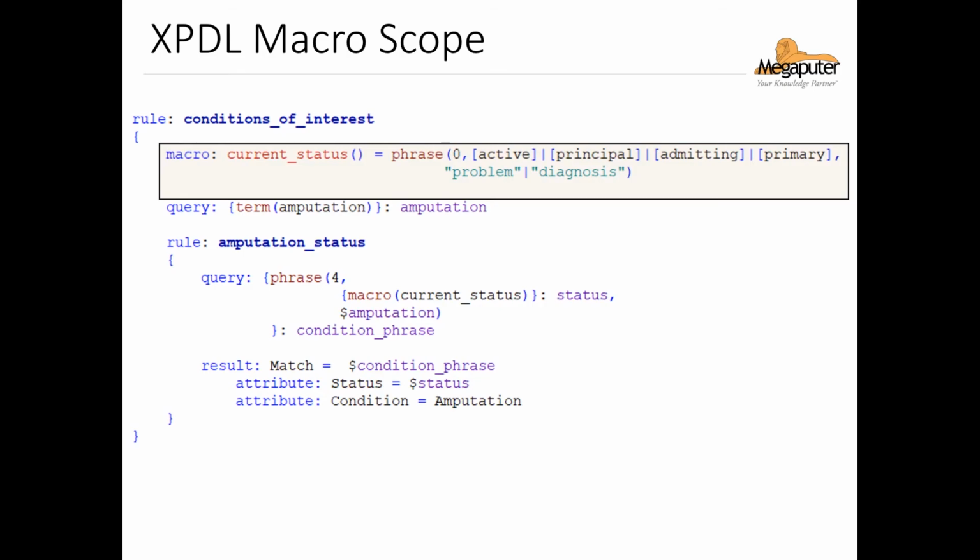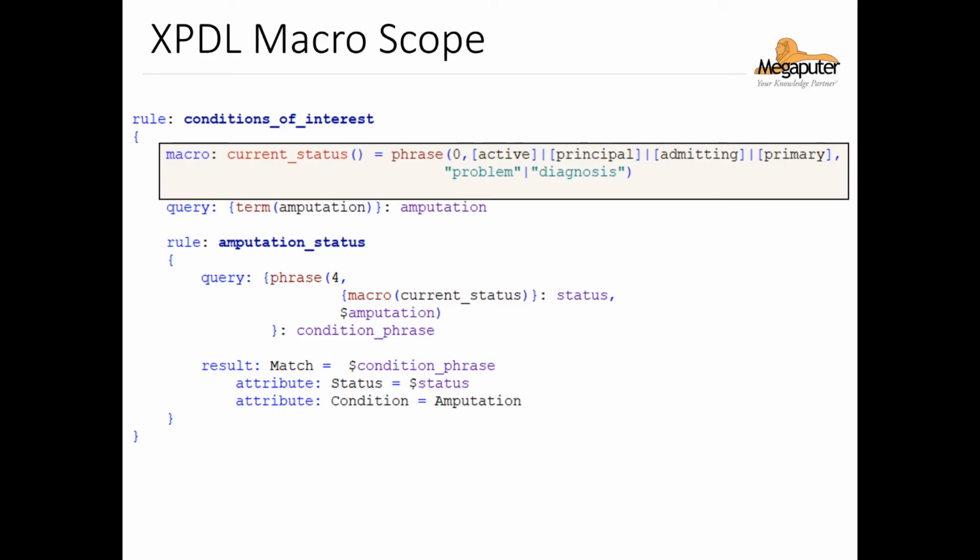But if I defined it somewhere else, I could have defined this inside of a rule. And if I define it inside of a rule, then this macro is only going to be able to be used inside of that rule and all of the children of that rule. So in this case, we're still able to call this macro current status in the amputation status rule.